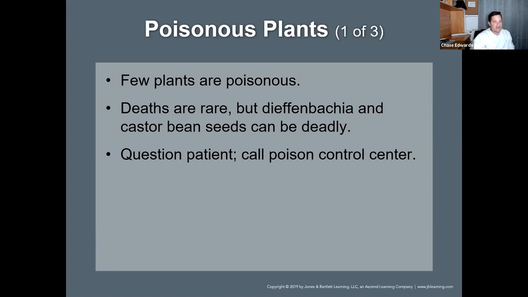So Dieffenbachia is a green plant with broad leaves. It's nicknamed dumb cane because eating Dieffenbachia can result in a person being unable to speak. In some severe instances, you can have edema in the tongue and larynx, which can lead to an airway compromise, right?